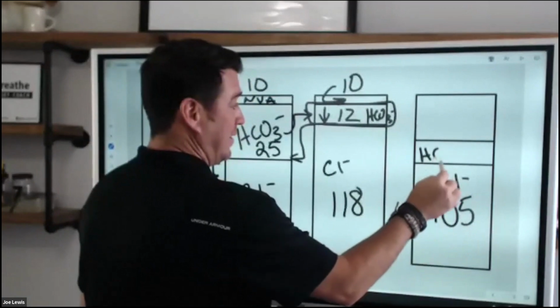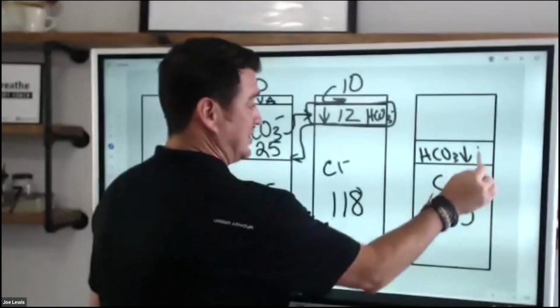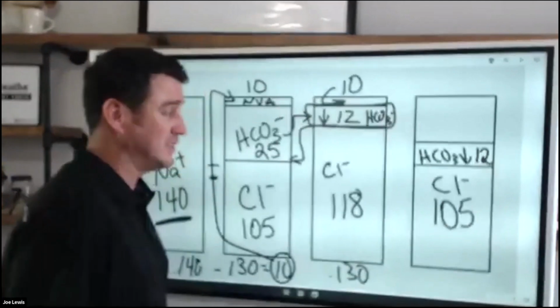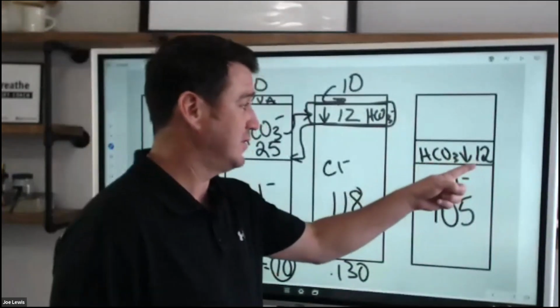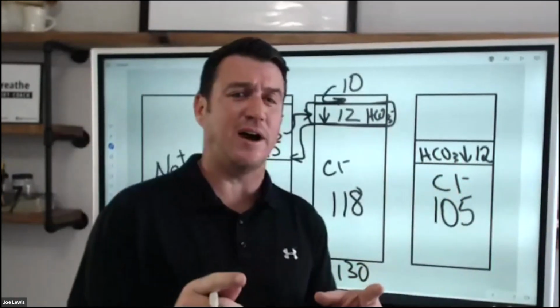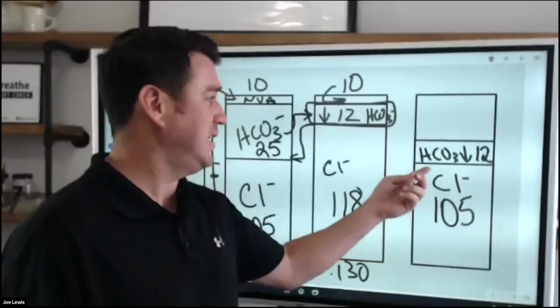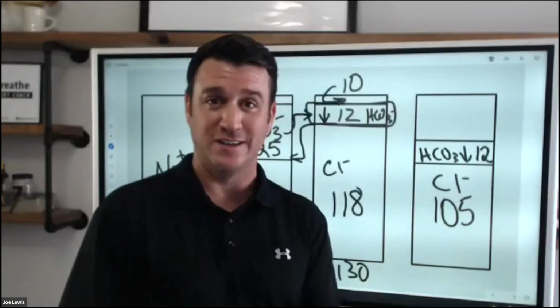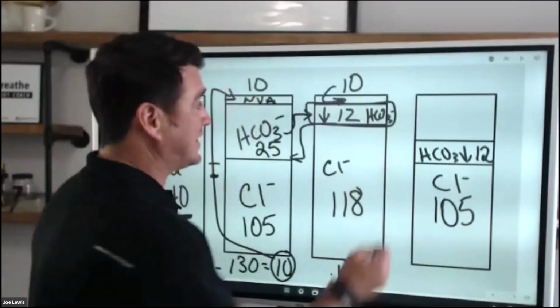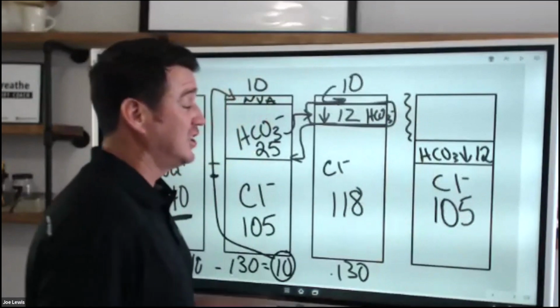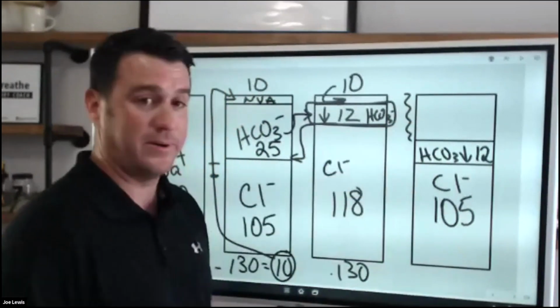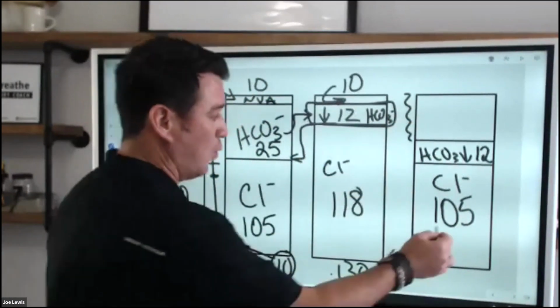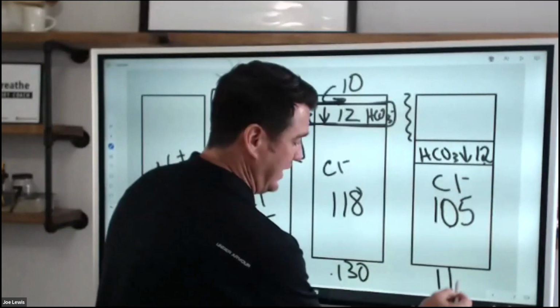Bicarb is going to decrease. Let's just say it goes to 12 because that's what the number was in the example. It goes to 12. Now you may be thinking to yourself, well, wait a second, Joe, how come the chloride didn't rise in this situation? That's a great question. The answer is, look at the non-volatile acids box. Look at the anion gap. Let's calculate it. 105 plus 12, 117.